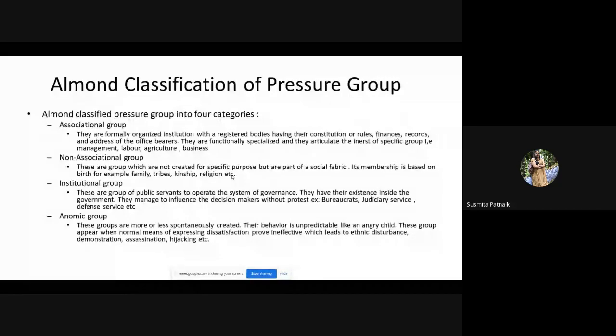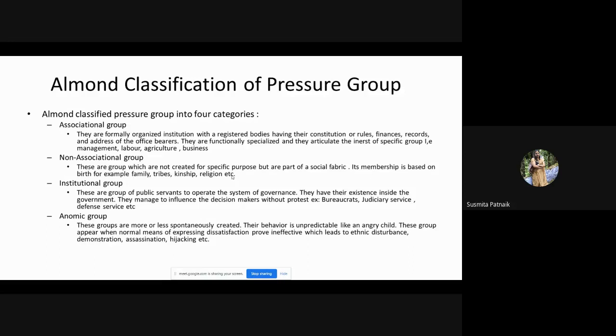Then the third category is called institutional groups. What do you mean by institutional groups? These are the groups of public servants who operate the system of governance. They have their existence inside the government. They manage to influence the decision makers without protest.